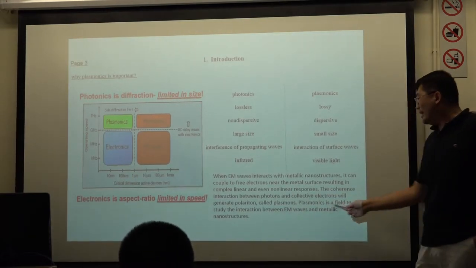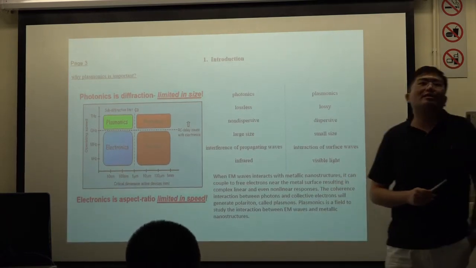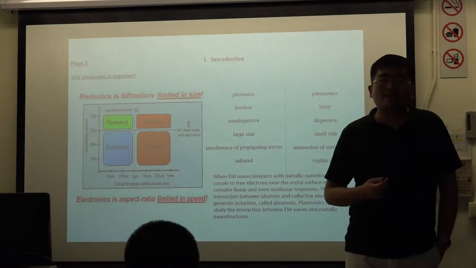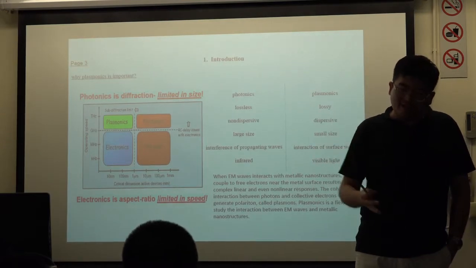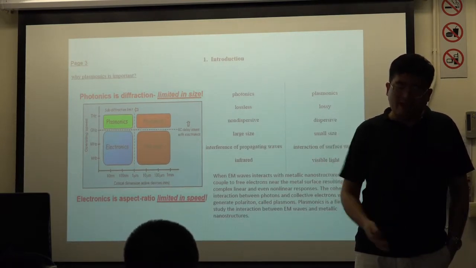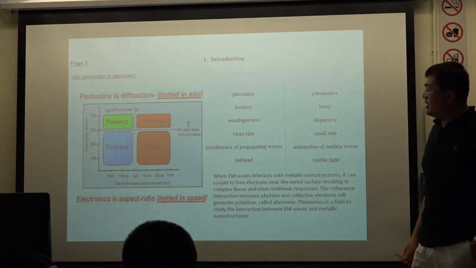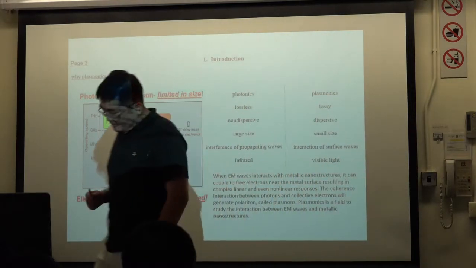But plasmonics is a field to study the interaction between EM waves and metallic nanostructures. A photonic crystal is dielectric, like silicon oxide or aluminum oxide, but metallic structures are silver and gold. This is a field to study the interaction. This is plasmonics.